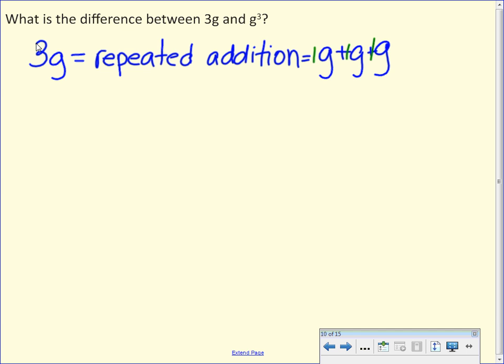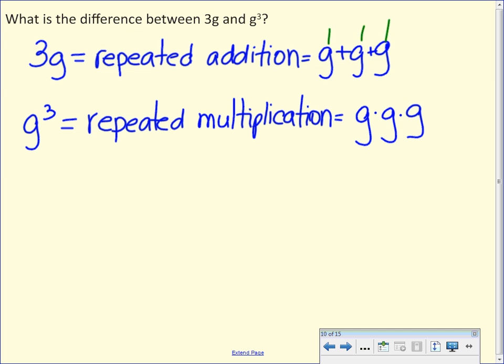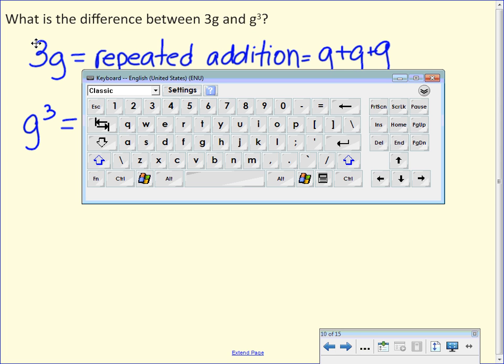Okay? But now, continue with this beautiful answer, Naomi. What is G cubed? Oh, awesome. Repeated multiplication. And I hope all pencils are writing this down, which is G times G times G. Okay, so do you see the difference?